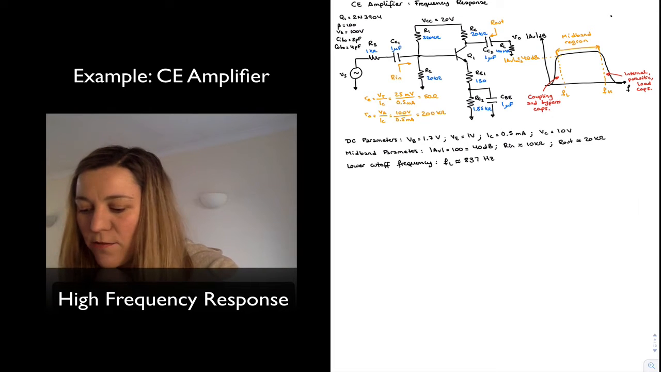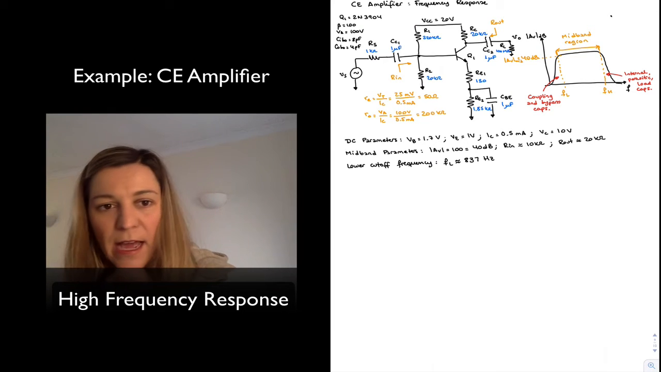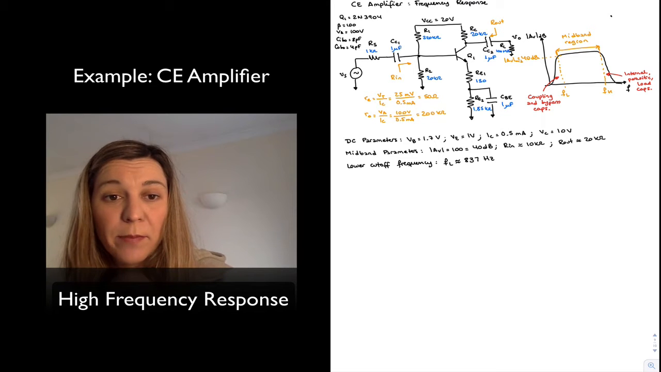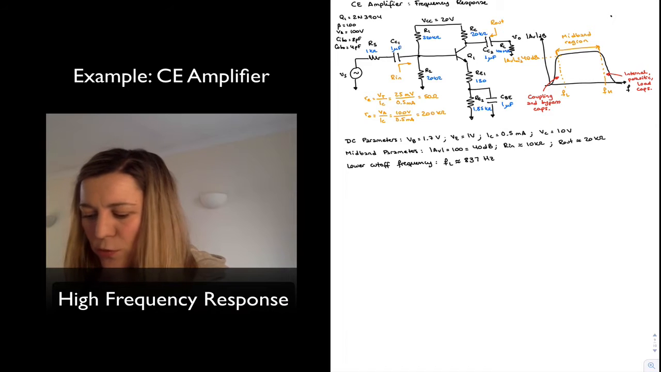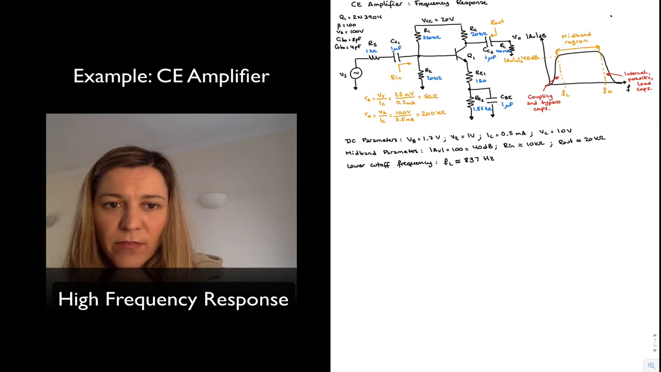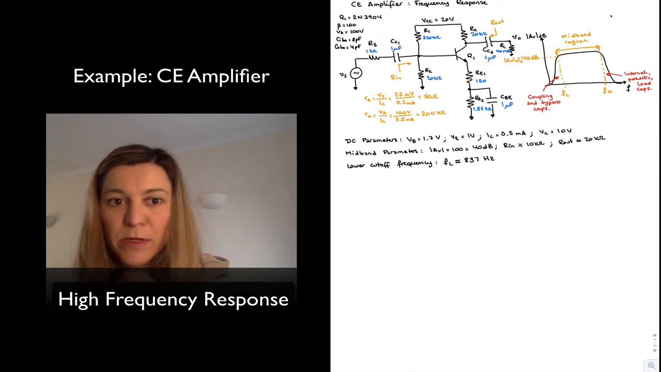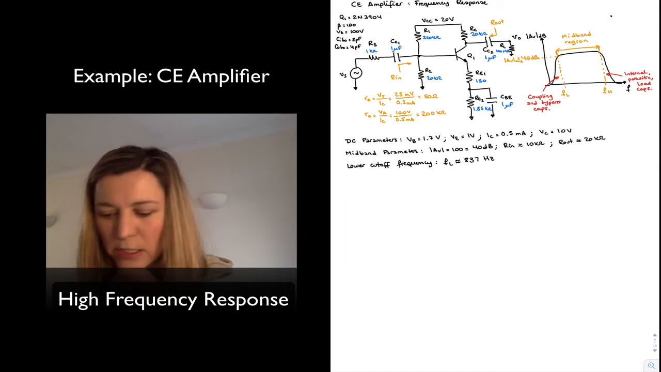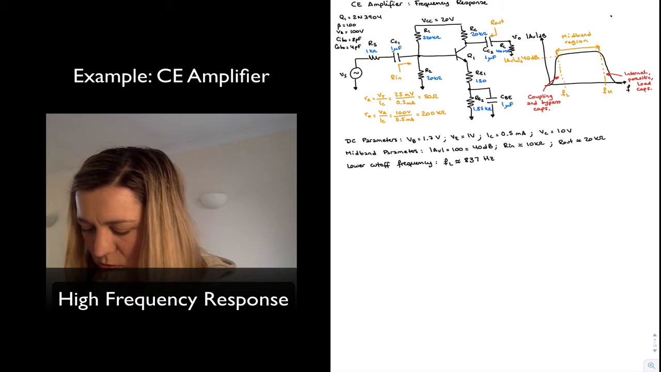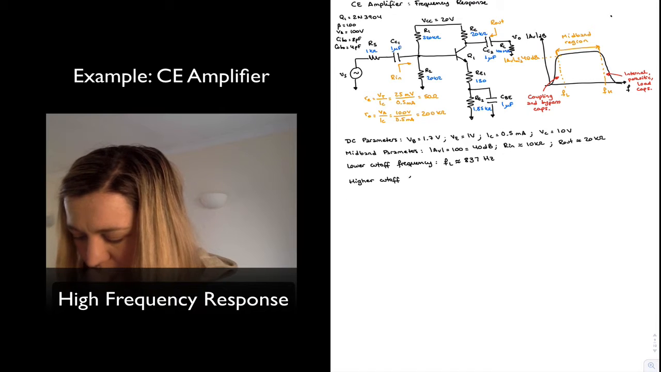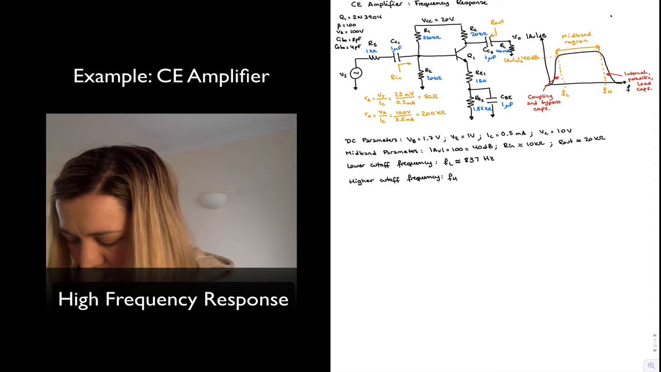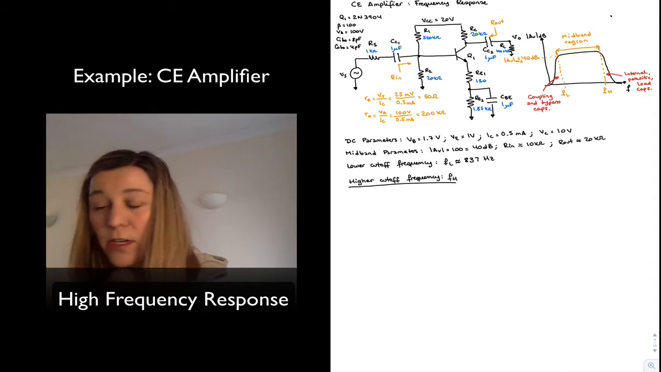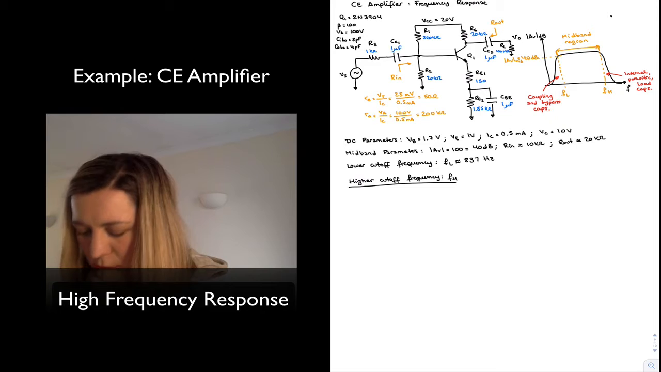Hello. Finally, we're going to calculate the higher cutoff frequency for this common emitter amplifier, and that is FH. Now, in order to do that, I'm going to draw the high frequency equivalent circuit, just because it's going to allow us to see things more clearly. And again, I'm going to just redraw the circuit.